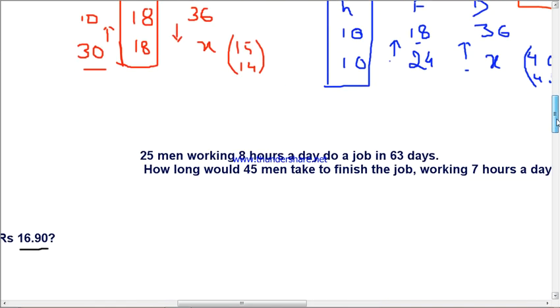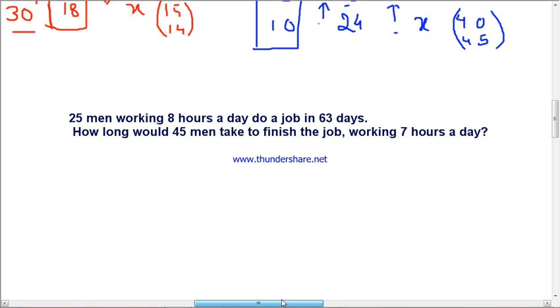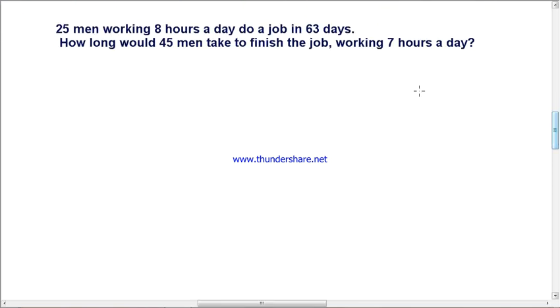Okay, let's continue with the assignment. I think I have one more sum before that. So, 25 men working for 8 hours a day do a job in 63 days, and how long will 45 men take to finish the job working for 7 hours? Again, this is a sum of 3 variables: men, hours, and days. So let's write men, hours, and days. So you have 25 men working for 8 hours and they complete the work in 36 days. How long will 45 men working for 7 hours finish the job?